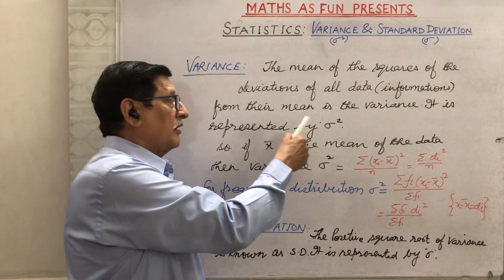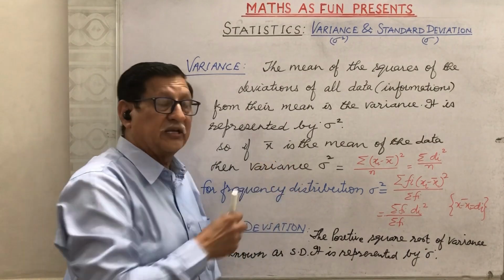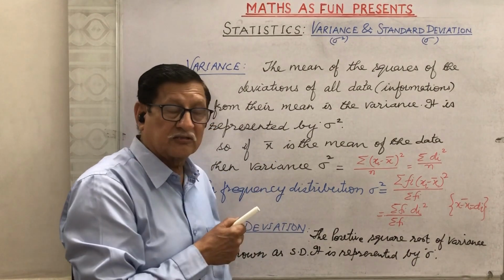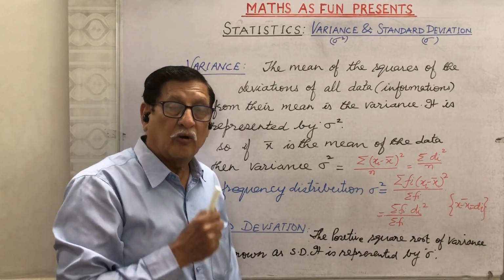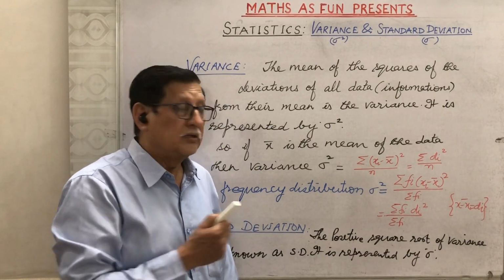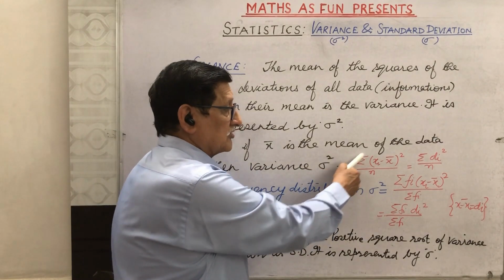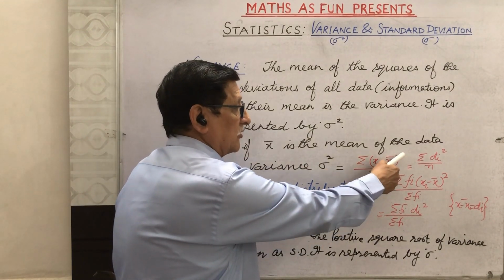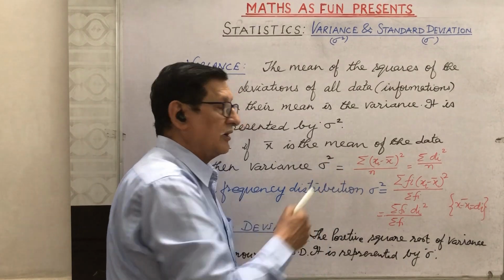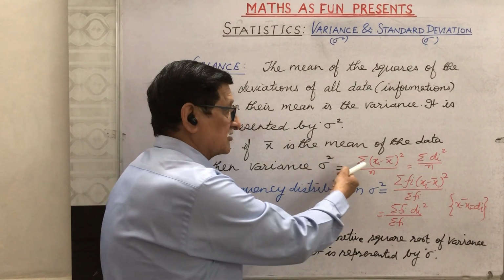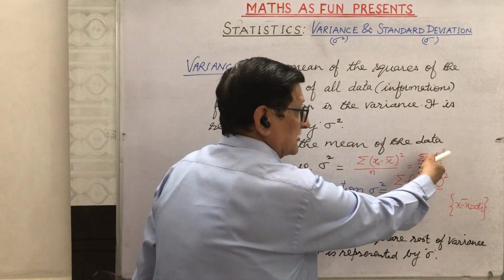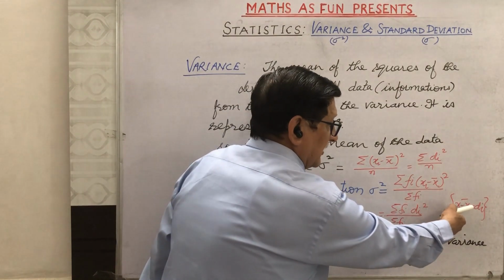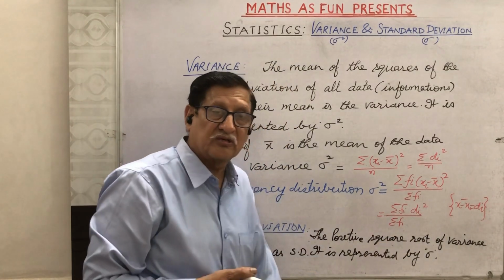So we can have the formula to find out the variance. Sigma square, in case we are not given the frequency, or we can say this is raw data, then we have the formula sum of xi minus x bar whole square divided by n. And we know that sigma xi minus x bar whole square can be written as sigma di square. Why? Because xi minus x bar we call as the deviation from the mean.